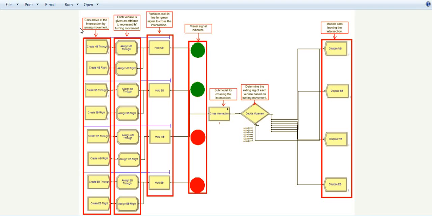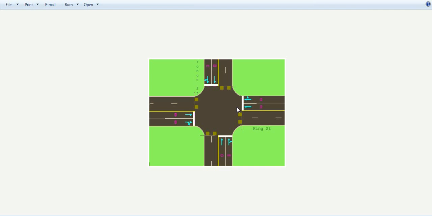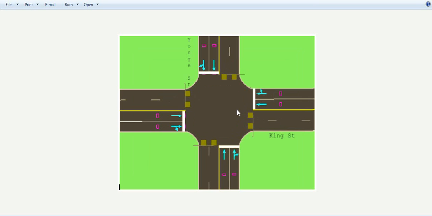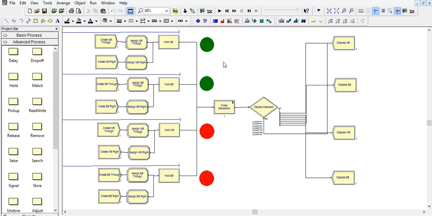Before I go through the model itself, perhaps it's a good idea to have a look at the layout of the intersection we're about to discuss. This is the Yonge and King intersection in downtown Toronto, and it's a simple four-leg intersection, and obviously the left turn movement is not allowed in this particular intersection. Let's go and run the model. Let us slow it down a little bit and run.